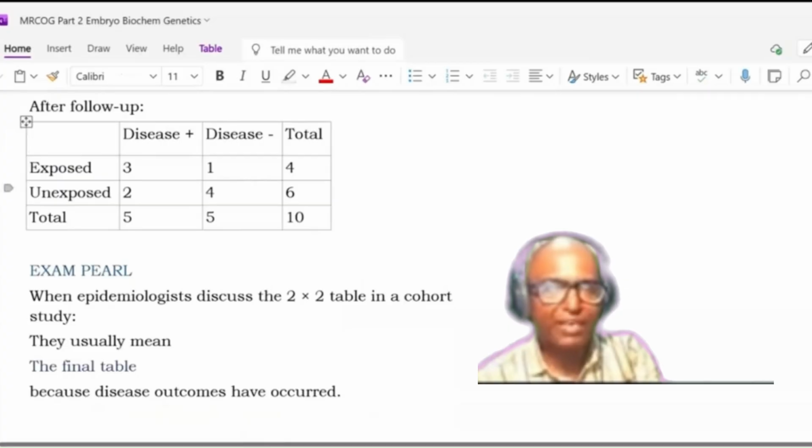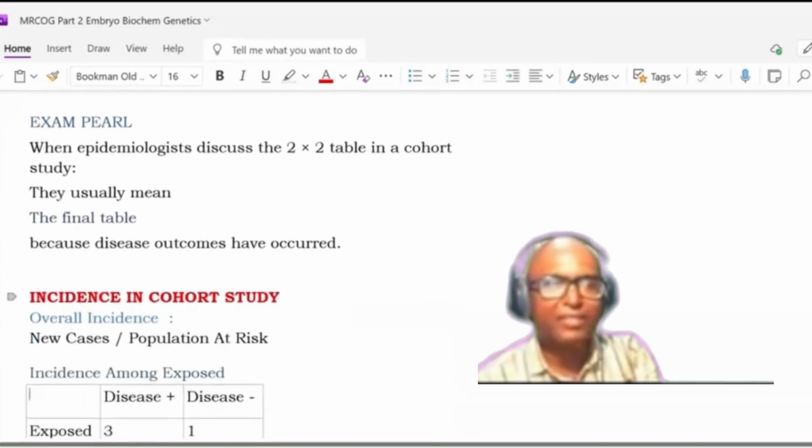This 2, divided by population at risk, was 6. Okay, so 3 by 4, that is 75% incidence in the exposed group, and 2 by 6, that will come as 33% in the unexposed group. Okay, so that will be the incidence.